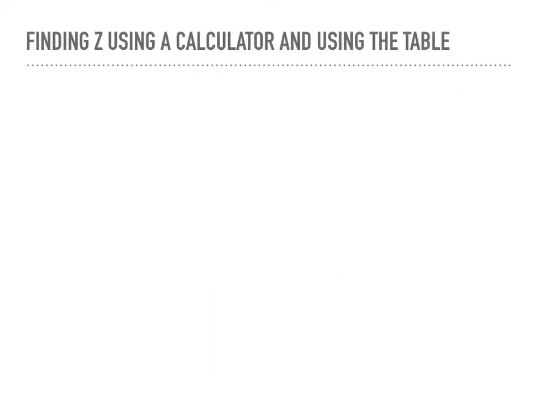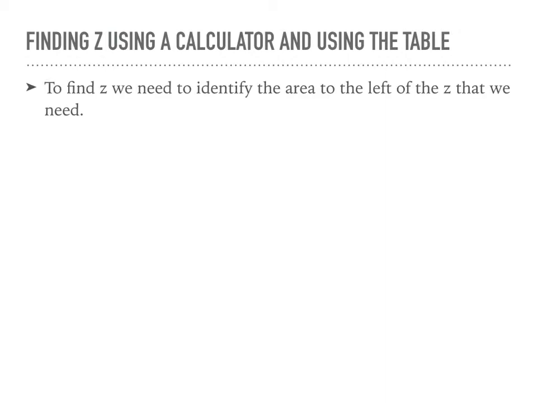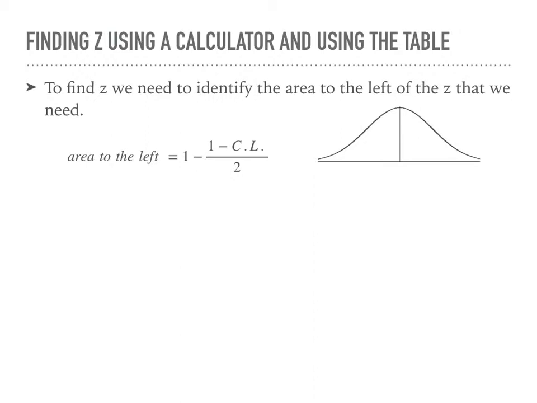So let's practice finding z-values using a calculator and by using the table. To find z, we need to identify the area to the left of the z that we are looking for. I've given you this formula here with CL standing for confidence level. That is your confidence level written as a decimal. So 1 minus the fraction (1 minus your confidence level) divided by 2 will give you the area to the left.